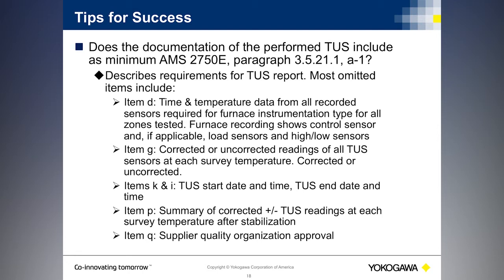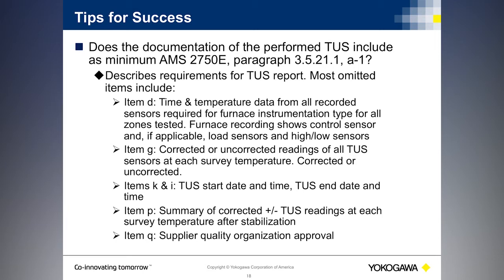Item G, again, from what we've seen from non-conformances, is not collecting the data. When you collect the data, you just have to identify the readings as either corrected or uncorrected data. Items K and L, again, are when you start your survey time and end your survey time. It's a simple miss where people might overlook that requirement, and it needs to be put in there. Again, very simple things to clean up to not generate unnecessary NCRs.